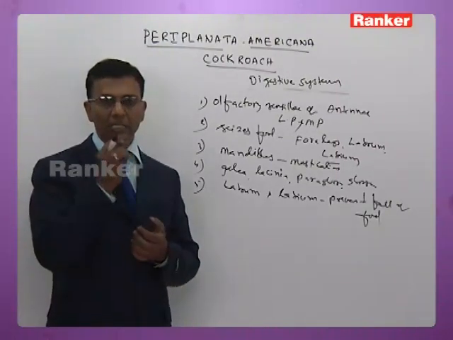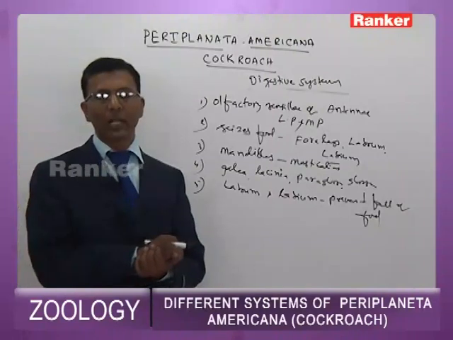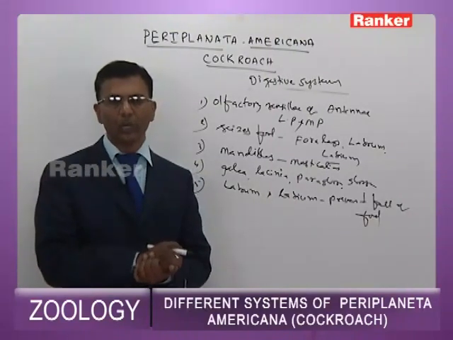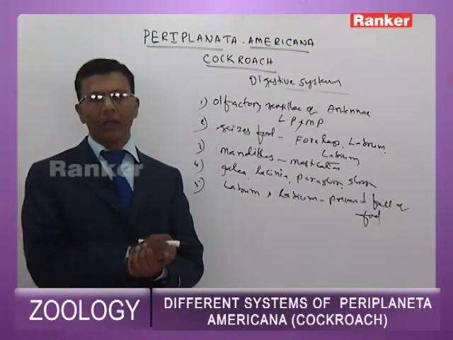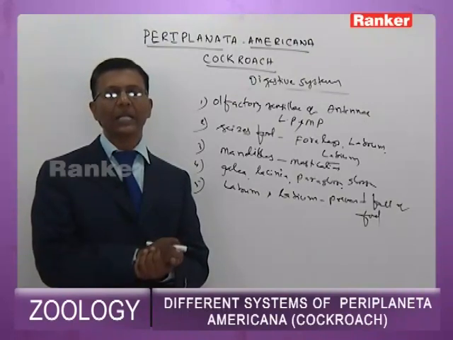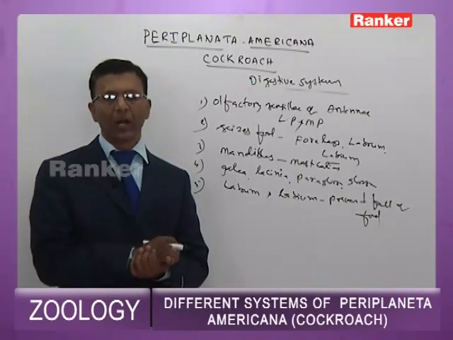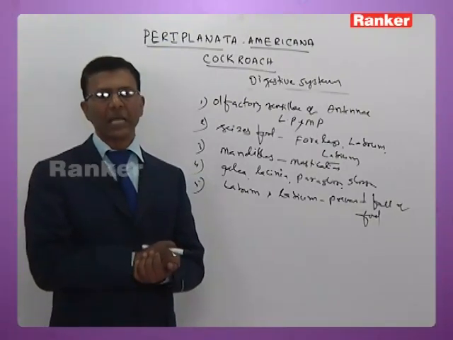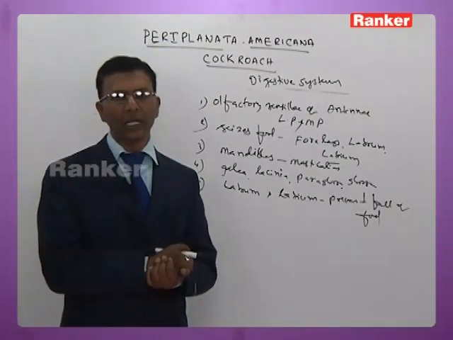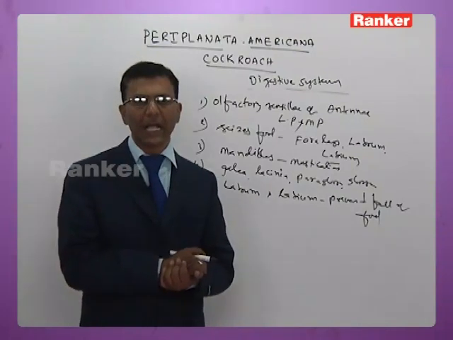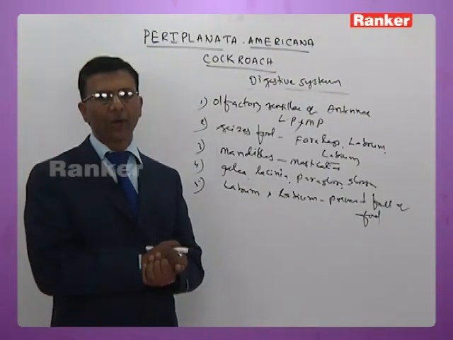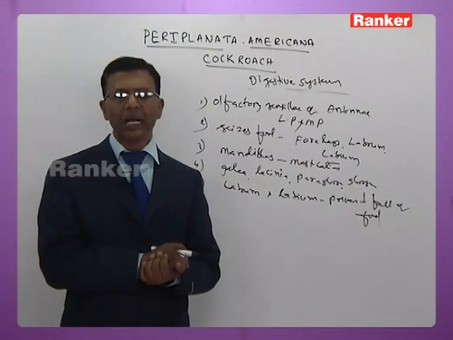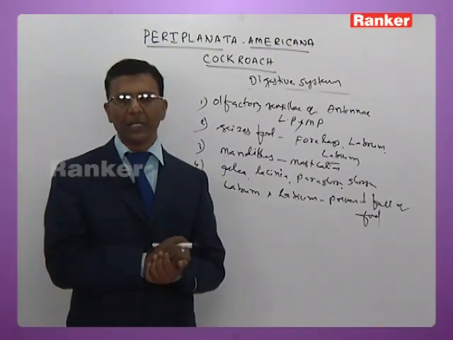Now the food is masticated in the preoral cavity. Afterwards it is sent into the crop through pharynx and esophagus. In the preoral cavity itself, salivary digestion takes place. The salivary amylase breaks down the carbohydrates into disaccharides. Now from the crop it enters the midgut. In the midgut final digestion takes place.